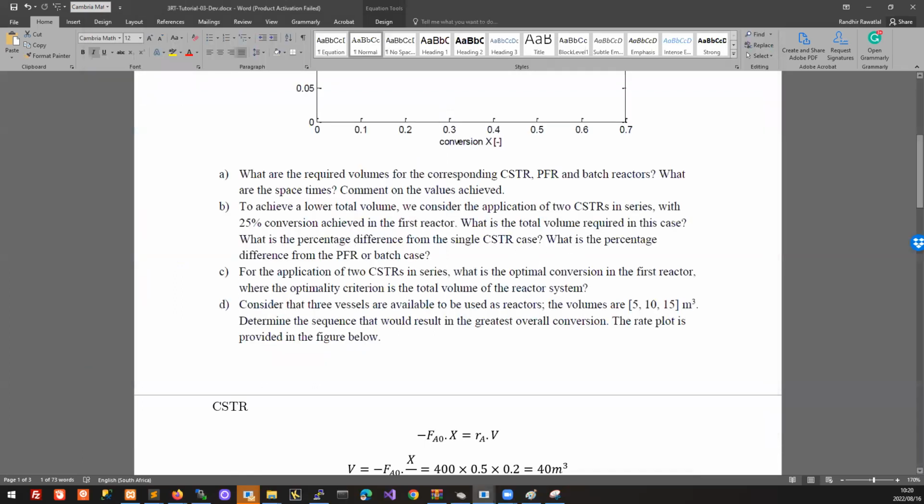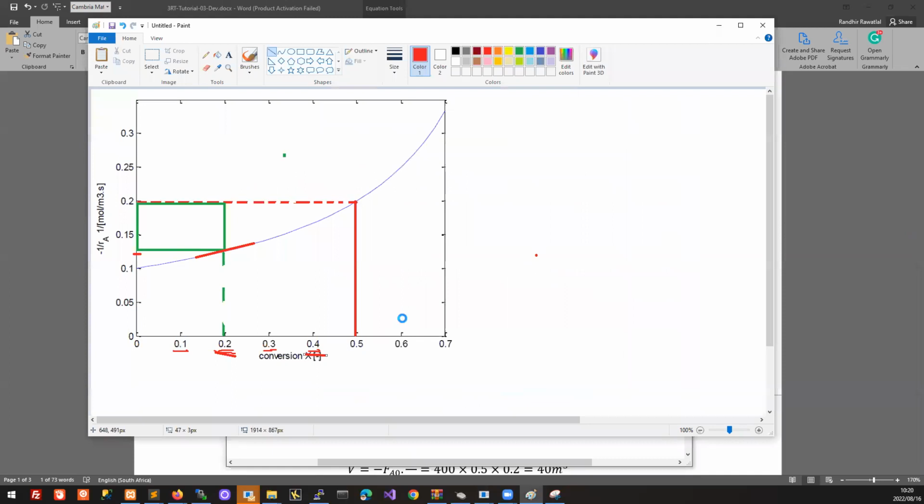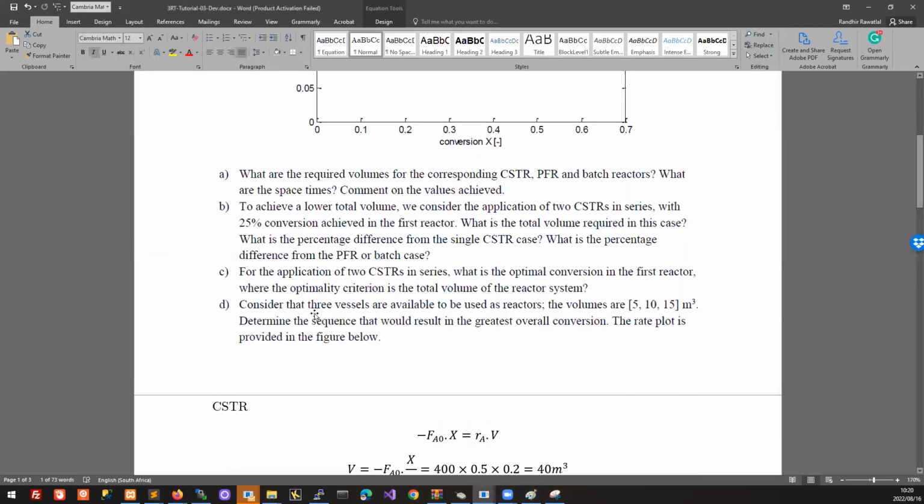We are out of time. If you can spare 5 minutes, let's just talk about D. So in part D, we have three reactors in series. So 3 vessels used as reactors. Volumes are given. And here we want to find the sequence that gives the greatest overall conversion. So this is interesting. It's not clear to us whether we are going to put the 5 first or the 10 first or the 15 first.